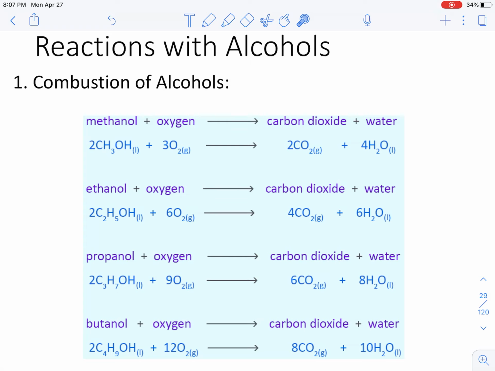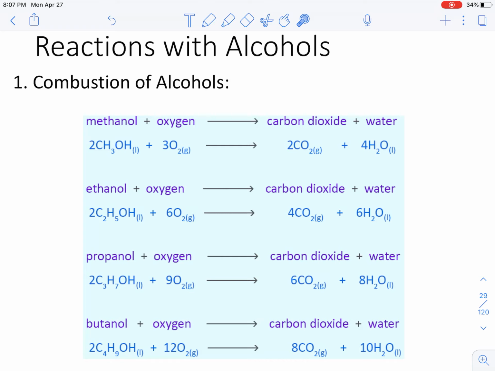In this lecture video, we will discuss different reactions that can occur for organic compounds that have alcohols as their functional group. So what we're going to look at is just a very, very small set of reactions. The number of organic reactions that involve alcohols is numerous.